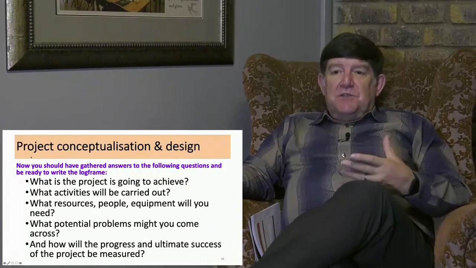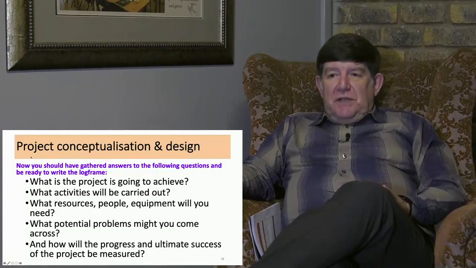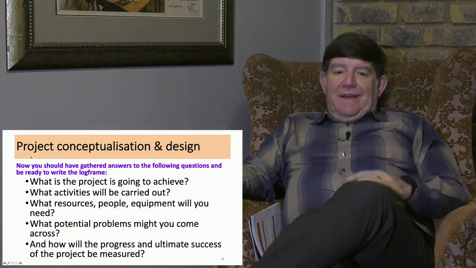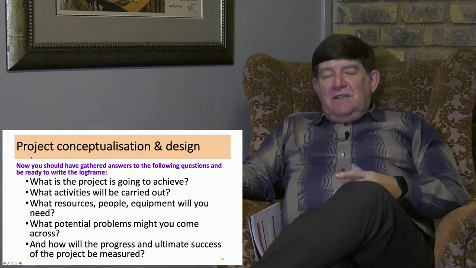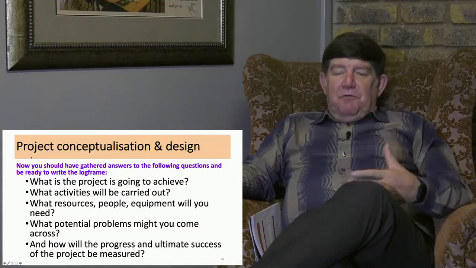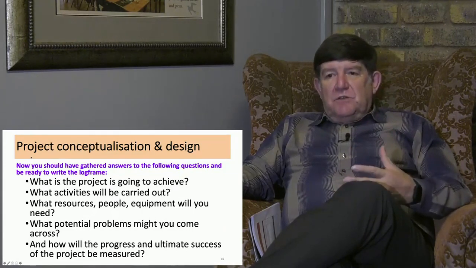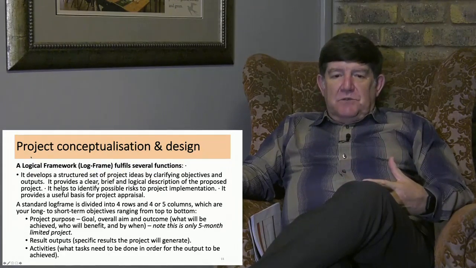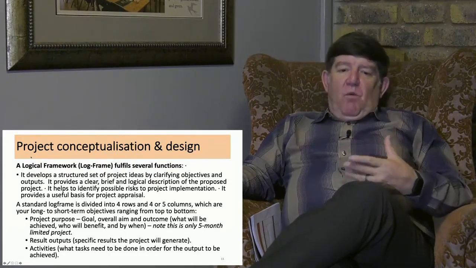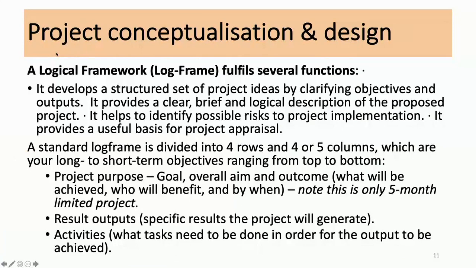All of this information should now be on your sheet in different post-it notes. You might now go back and adjust that, maybe refine it after you've again reviewed these questions. Have you answered all these questions on your sheet with the post-it notes? A logical framework. Why is this such an important document in the application process? It fulfills several functions.